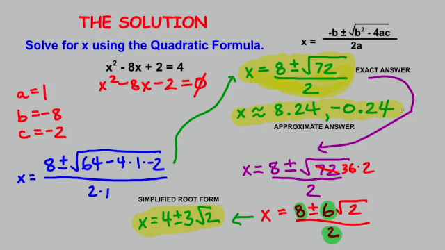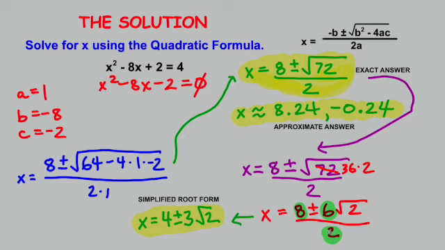So if you follow the arrow here, the purple arrow down here, 72 can be written as 36 times 2. So why would you want to write it as 36 times 2? Well, the square root of 36 is 6. So we can take this and write it as 8 plus or minus 6 times the square root of 2 all over 2. And then I highlighted the 8, the 6, and the 2.